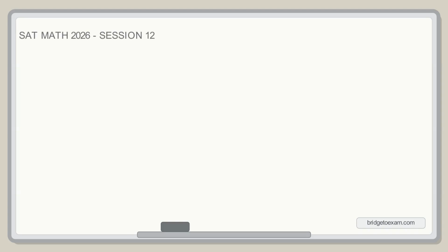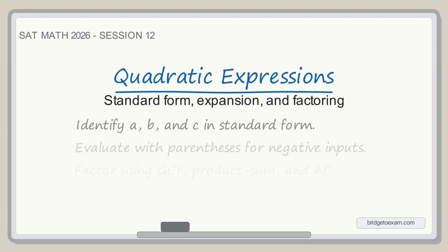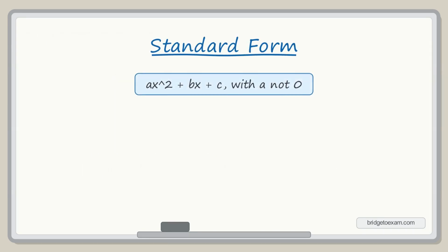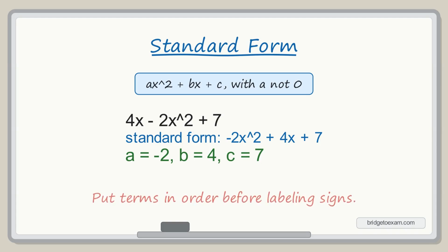Welcome to Session 12. Quadratic expressions are the gateway to advanced math. Today we write quadratics in standard form, evaluate carefully, expand products, and factor expressions completely. A quadratic has a squared term as the highest power. Write it in standard form before labeling A, B, and C, so you keep the correct signs.